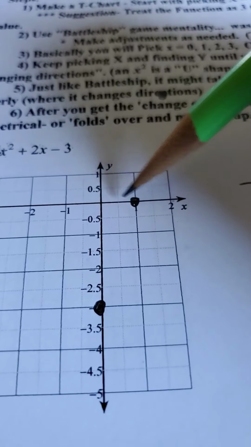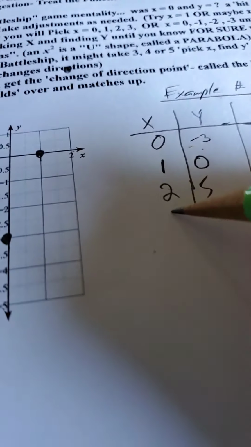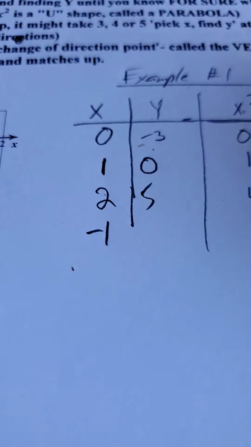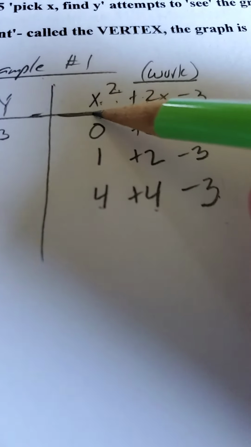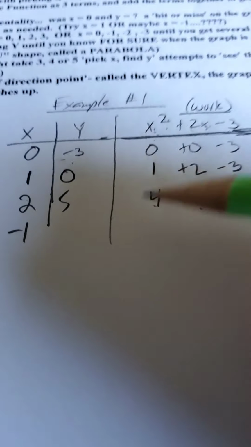Instead of plugging in 1, plug in negative 1 for x and find out what y is. So I'm going to plug in negative 1 for x. Remember, negative 1 squared means negative 1 times negative 1, which is positive 1.